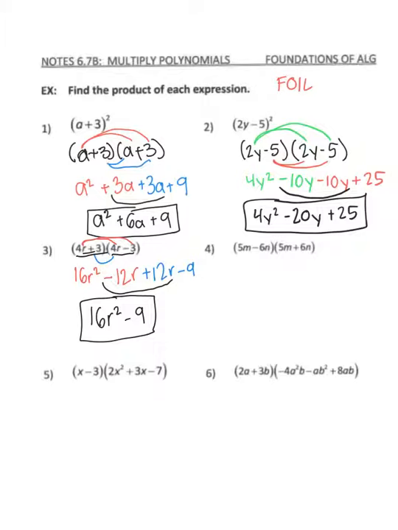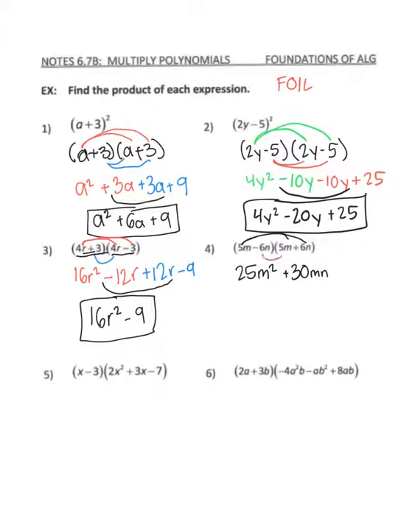So if you look over here at number 4, we have the same thing, 5m minus 6n and 5m plus 6n. So we know that our two terms in the middle should cancel out. So when we do our FOIL, we have our first term, 5m times 5m is 25m squared. Then our outside terms, we get 5m times 6n. 5 times 6 gives me 30. And I can't combine my m and my n, so it's just going to be 30mn.